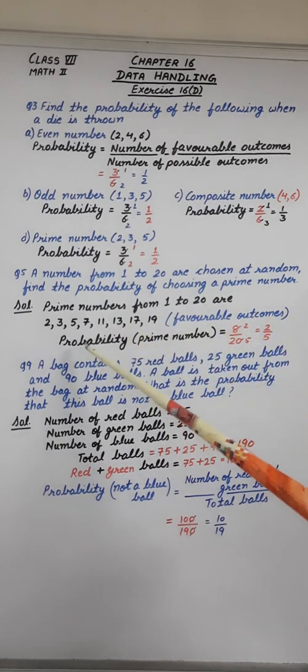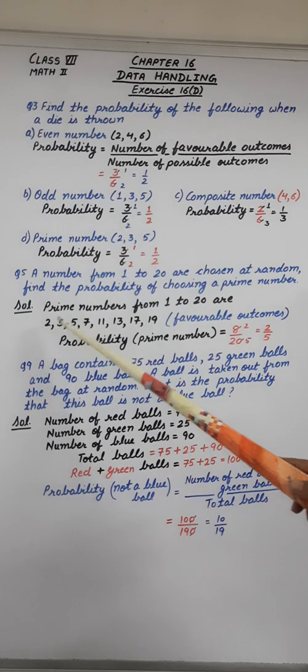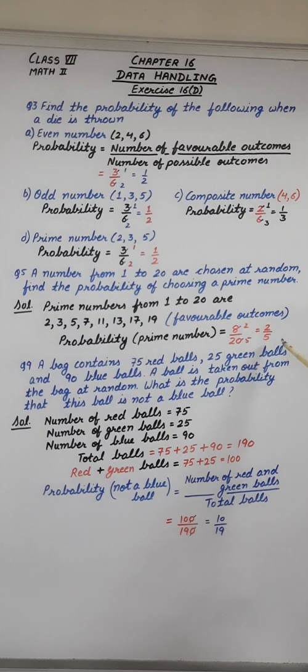So, probability of choosing a prime number, that is number of favorable outcomes, which are 1, 2, 3, 4, 5, 6, 7, 8. 8 upon how many total numbers are there? 1 to 20. So, total 20 numbers. On reducing this, 4 2s are 8, 4 5s are 20, so 2 by 5.